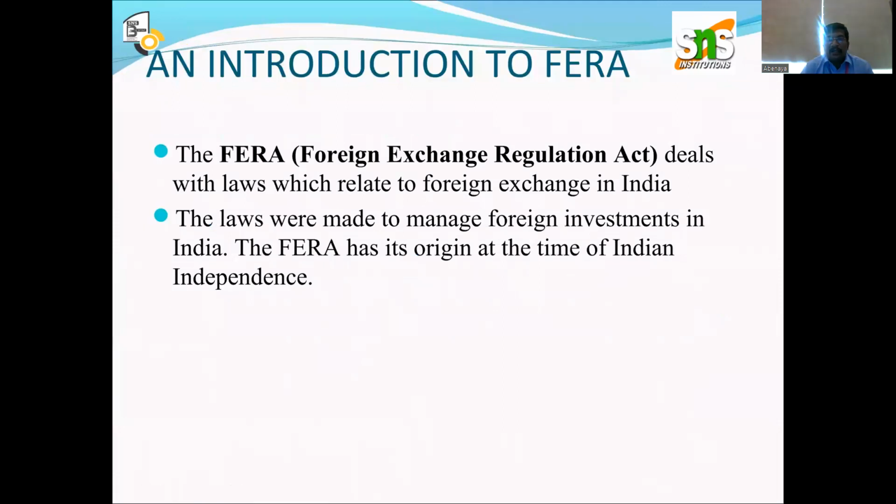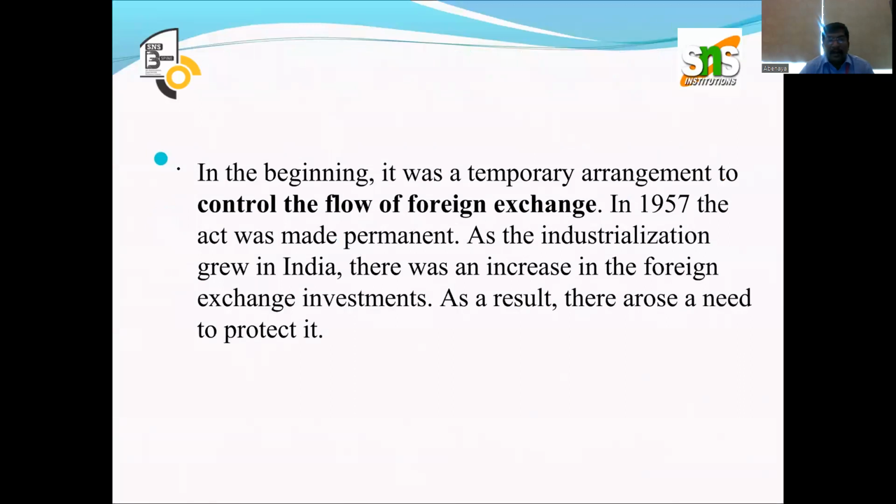The FERA, Foreign Exchange Regulation Act, deals with laws which relate to foreign exchange in India. The laws were made to manage foreign investments in India. FERA has its origin at the time of Indian independence. In the beginning, it was a temporary arrangement to control the flow of foreign exchange. In 1957, the act was made permanent. As industrialization grew in India, there was an increase in foreign exchange investments. As a result, there arose a need to protect it.